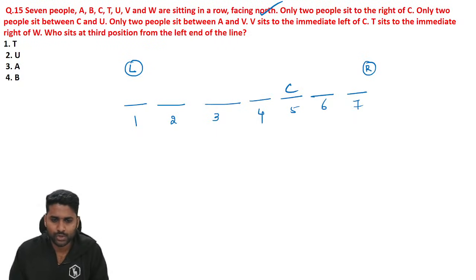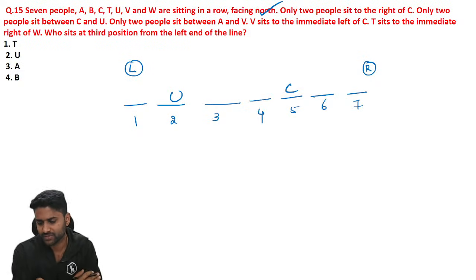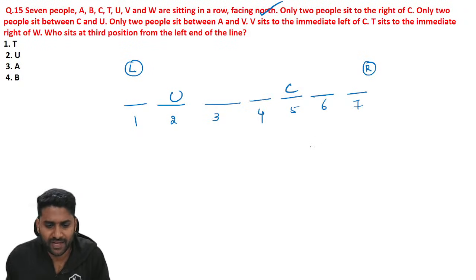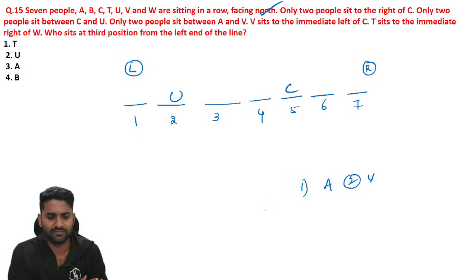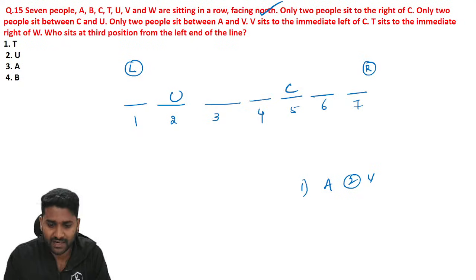And only two people sit between C and U. So U is not possible on the right side. You can confirm that U must be on the left side, so second position. Only two people between A and V, so we are not sure. Let's take this information aside. V sits immediate left of C. Immediate left of C is the fourth position. And we know V, so A can be the seventh position or first position. Still you can hold that information.